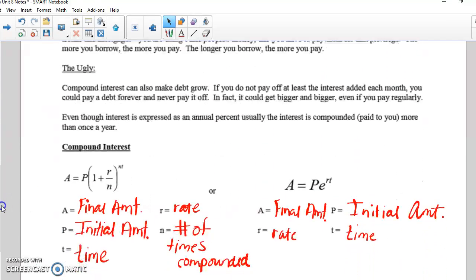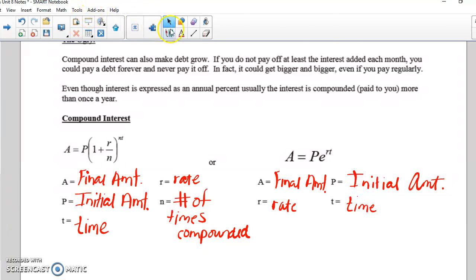For compound interest, there are two different equations that we're going to use. Both of these are going to be important. Our first one: A equals P times the quantity 1 plus r over n, to the nt. Here we have all of our variables labeled. A is the final amount. That's oftentimes what you'll be calculating. P is your initial amount. t is the time over which you're gaining this interest. r is the rate, and n is the number of times compounded. For example, if you are compounding it semi-annually, your n would be 2, so you plug in 2 for n.